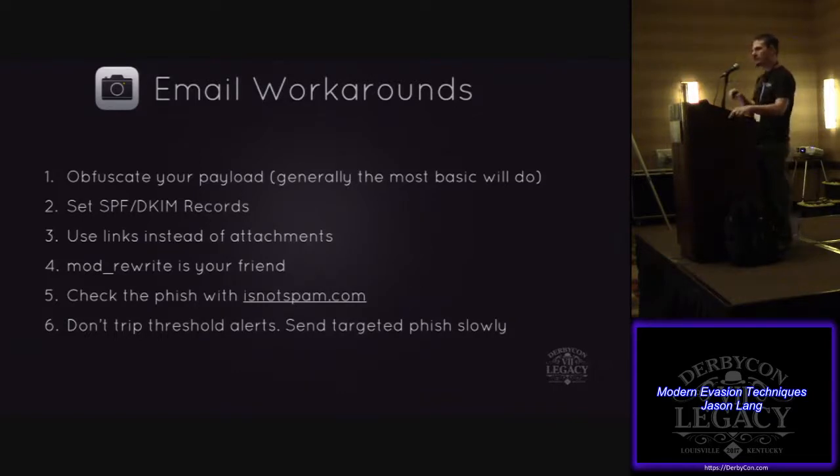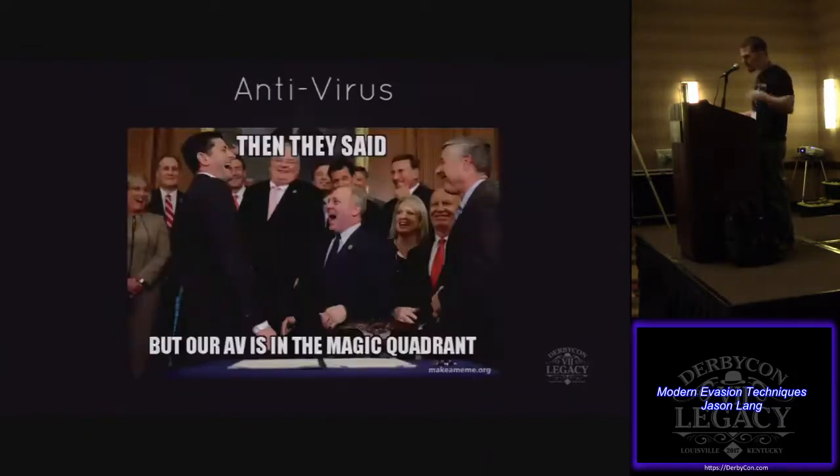And then last but not least, don't trip threshold alerts. Proofpoint is particularly sensitive to this. So if you just pull up Kingfisher or Phishing Frenzy, load up 1,000 emails and hit go, it's going to just blast it, and Proofpoint's going to catch the first 10 and then shut you down. So pay attention to your thresholding. Maybe slow down. Back off a little bit, and your emails will get through.